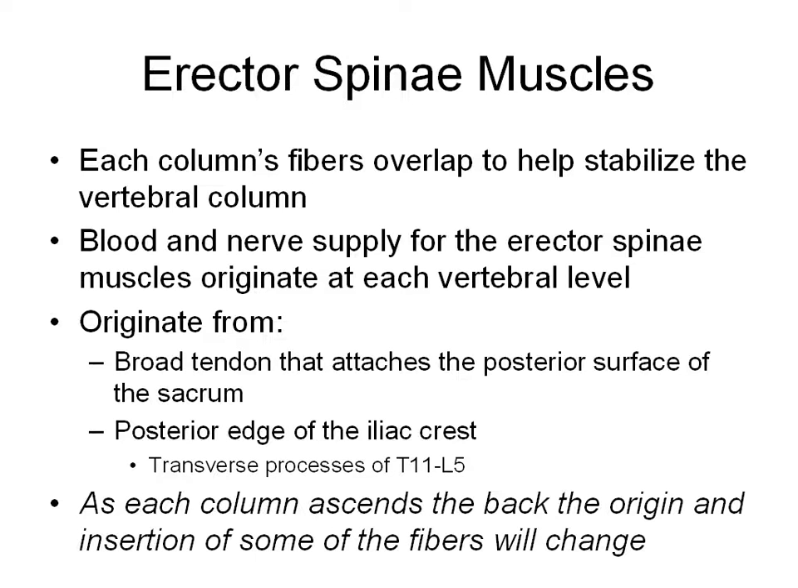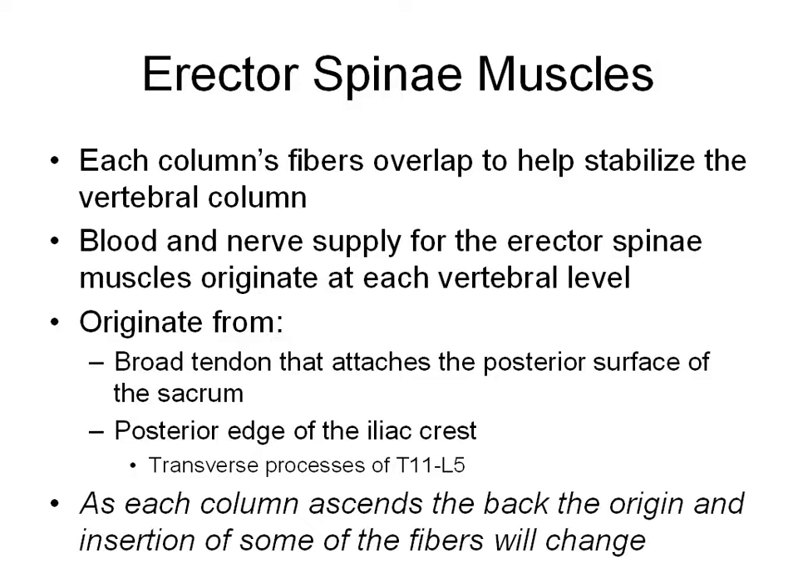When you want to think about blood and nerve supply of each, we're finding that the blood and nerve supply originate at each vertebral level. So as each one of the columns passes, let's say T6, the blood supply and the nervous supply from T6 come out just there, and then they move up to T5 and T4, and that's how they're being supplied.